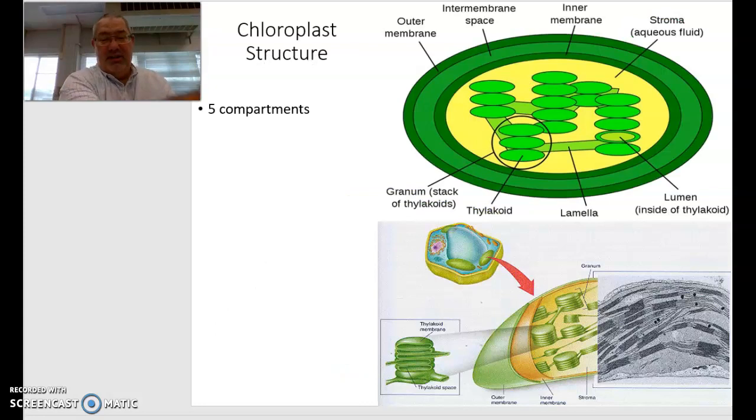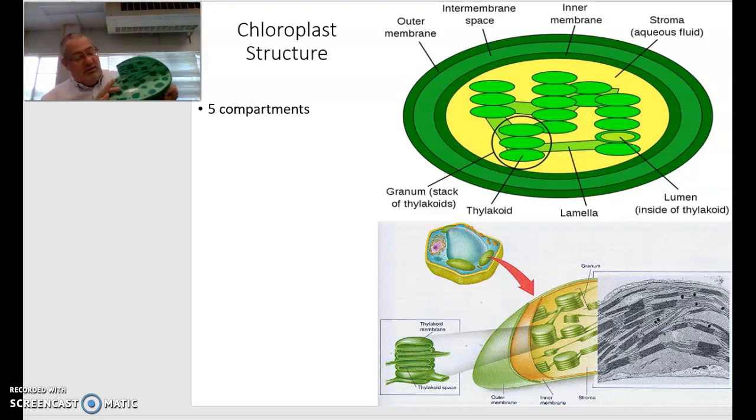The chloroplast, I have a little model of it too. The chloroplast tends to be the organelle where photosynthesis occurs. It has a 5-compartment structure just like a mitochondrion, with an outer and inner membrane, thylakoids that are kind of like a stack of pancakes, green of course, that contain pigments such as chlorophylls and carotenoids. We'll talk about those a little bit later. There tends to be a cytoplasm in this organelle called the stroma. It was called the matrix in the mitochondrion.